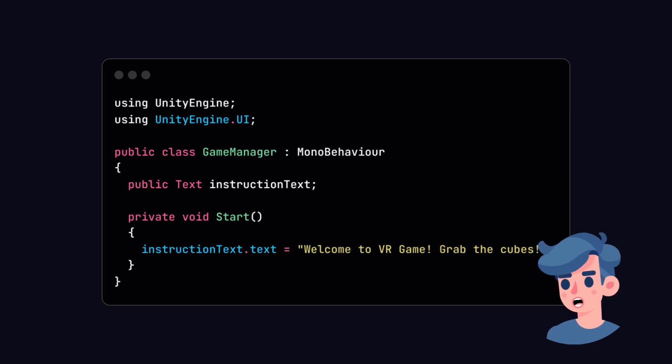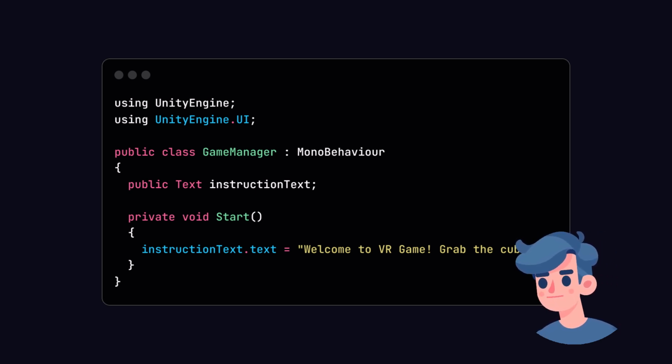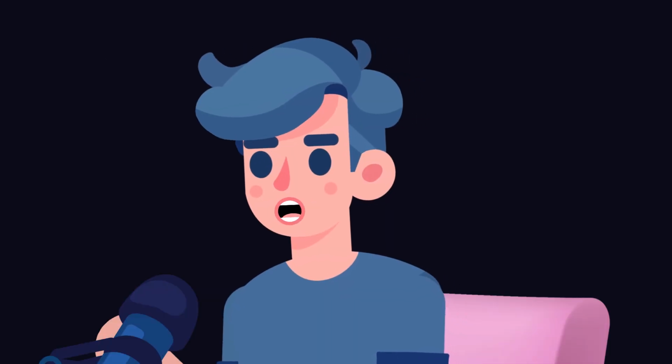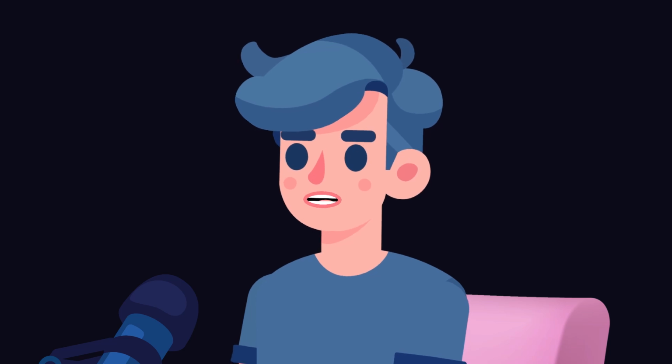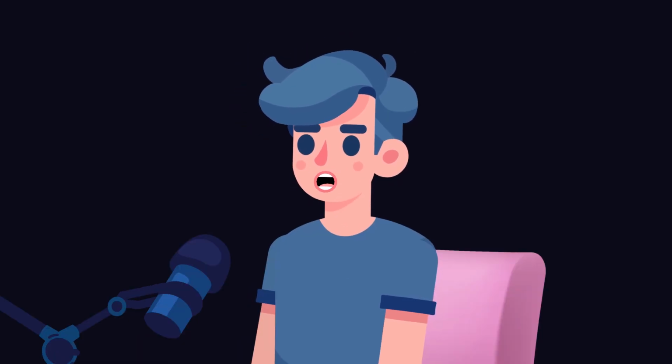Next, we will set up a UI to provide instructions to the player. Right-click on the Hierarchy panel, create a new UI canvas, and name it Game Canvas. Under this canvas, you can create a text element that describes the goal of the game. Make sure to set the canvas component to world space to have it positioned in the VR world properly. Adjust its scale until it's visible and within reach of the player.